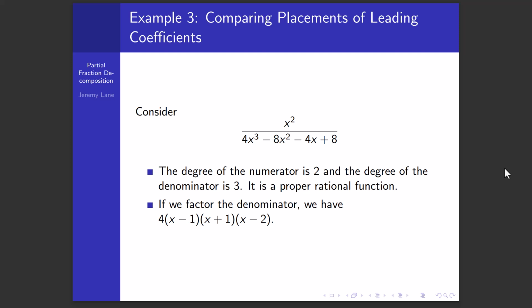In this example, we're going to compare the placement of the leading coefficient. So we're going to consider the rational function x squared divided by 4x cubed minus 8x squared minus 4x plus 8. The degree of the numerator is 2. The degree of the denominator is 3. It is a proper rational function. And if we factor the denominator, we have 4 times the quantity x minus 1 times the quantity x plus 1, and that's also times the quantity x minus 2.